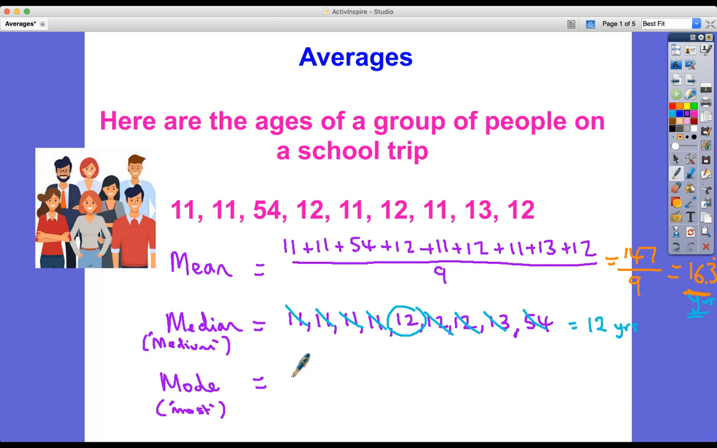So the mode is very easy to spot. It's the most common age, in this case 11 years. Okay, all right, so we've got 3 very different averages there.